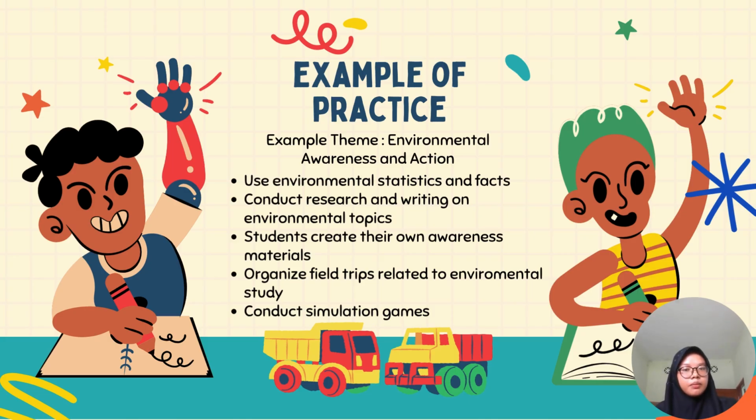Next, let's look at an example of practice. A good example from the book is the theme Environmental Awareness and Action. In this theme, students can do various interesting classroom activities. For instance, they can use environmental facts and statistics for reading, writing, discussion, and debate. They can conduct research or writing projects about environmental issues, or create their own awareness materials such as posters and campaigns. Teachers can also organize field trips related to the topic, or even conduct simulation games where students find solutions to environmental problems. In all these activities, students are not only using the core language skills, listening, speaking, reading, and writing, but also engaging in real-world problem solving.